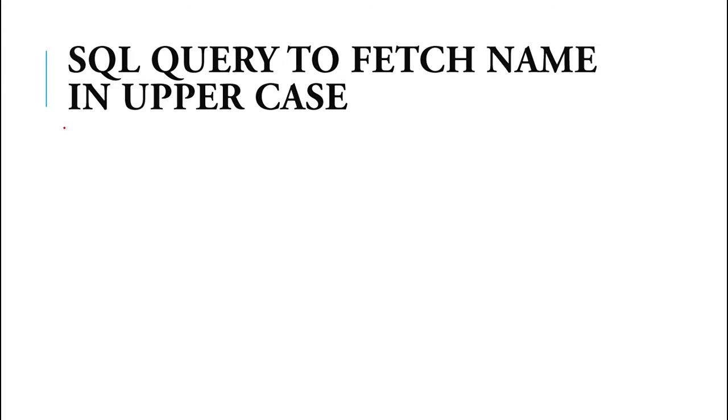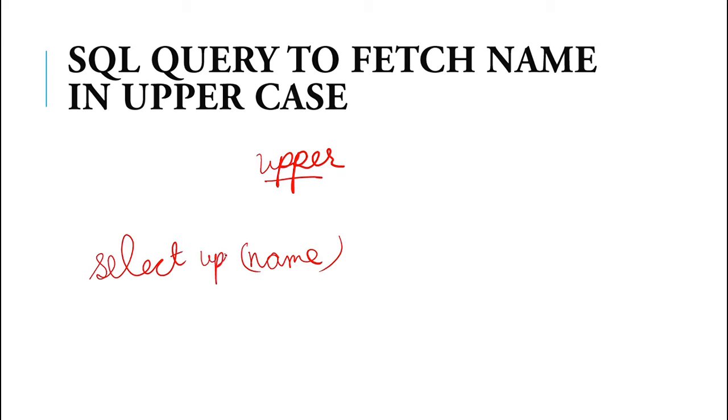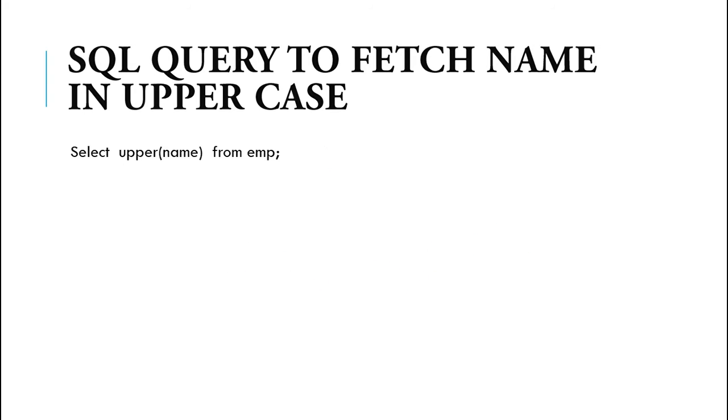For this, what we will use is upper, which is a function. So select, what we are going to select is name, and it should be in upper, so we will use upper over here. Select upper name from employee. So this should be our query. Name is the attribute in the table employee, and this is the table.